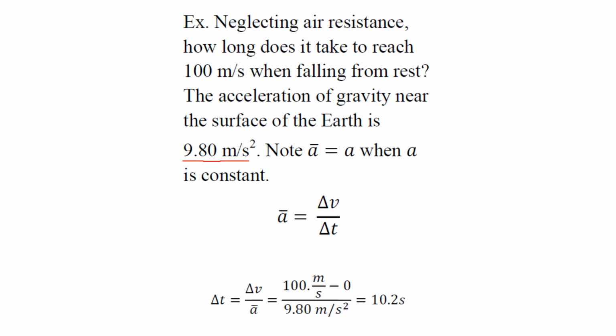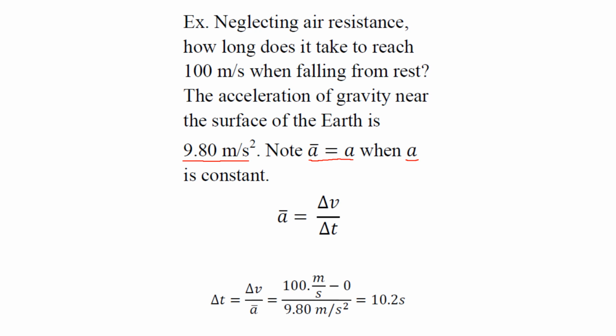All right, and we use the fact that the average acceleration is equal to the instantaneous acceleration, the acceleration at any given moment, when the instantaneous acceleration is constant. In other words, if the acceleration is 9.8 meters per second squared, and that's the same at every moment in time, then if you take the average of a number that's not changing, you just get the number. That's all I'm saying there.